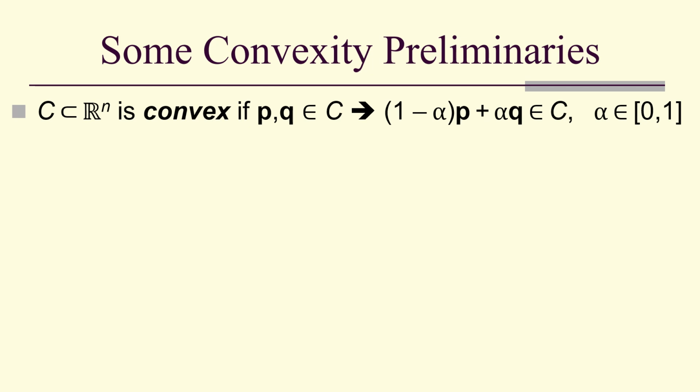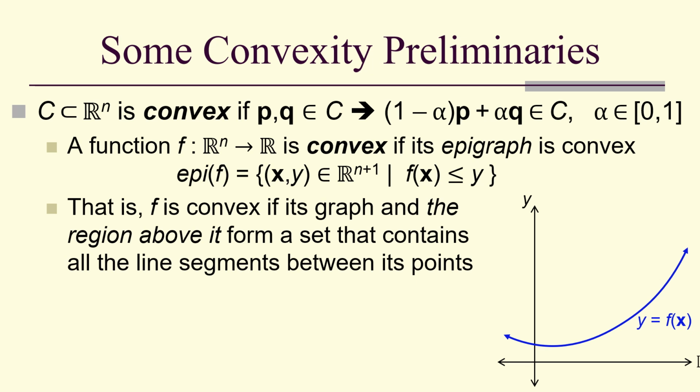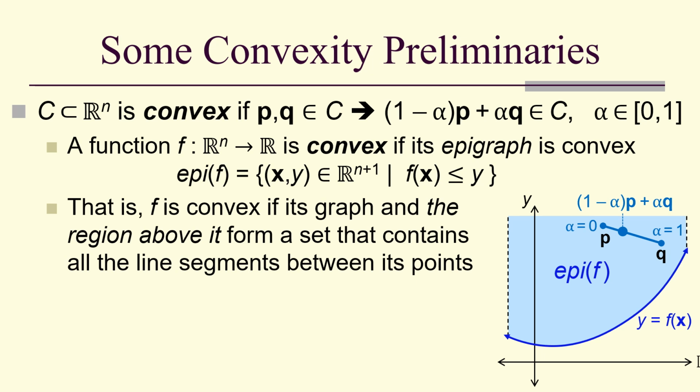So in order to do these kinds of optimization problems, let's start with some convexity preliminaries. A set C, a subset of a vector space, is convex if p and q in C implies 1 minus alpha p plus alpha q is in C for all alpha in [0, 1]. In other words, the line segment between points p and q is in C if p and q are in C. A function is convex if its epigraph is convex, the epigraph being what's above its graph. So if the graph of f and the region above it form a set that contains all the line segments between its points, in other words, it's convex, then we say that the function is convex.